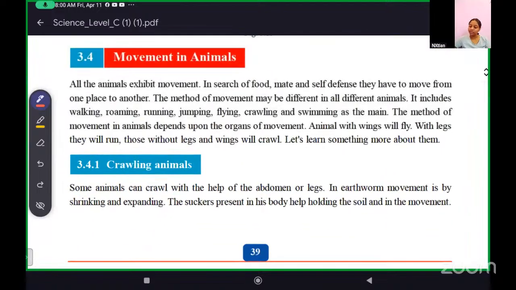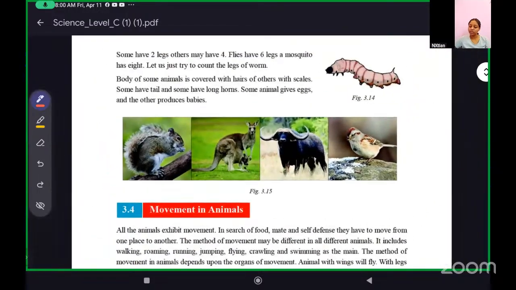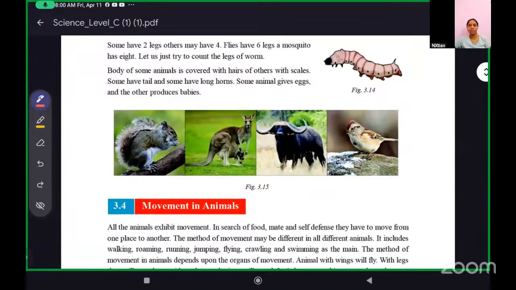Ma'am, only some animals produce babies. Only some animals? Most animals produce babies, but some of them lay eggs also.